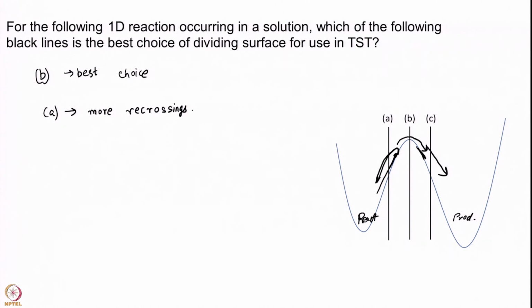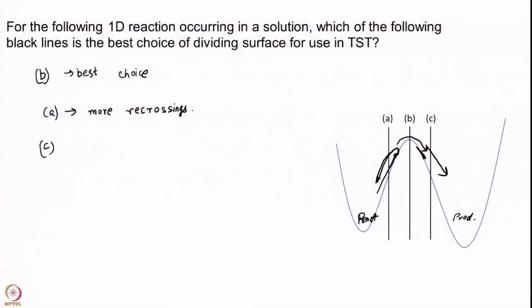In transition state theory, remember our assumption is no recrossing. So, the best choice is where the recrossings are minimal, and A has more recrossing compared to B. Okay. What about C though? In C I have this kind of energy surface, I have my trajectories coming here and they are simply falling down. Isn't C better then? No. Here the other assumption comes in the picture. The equilibrium assumption will be bad. Remember that we also assume that the transition state is at equilibrium with the reactants. So, transition state will not be at equilibrium.